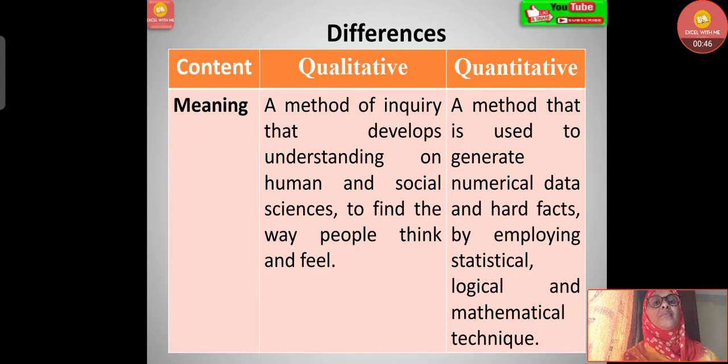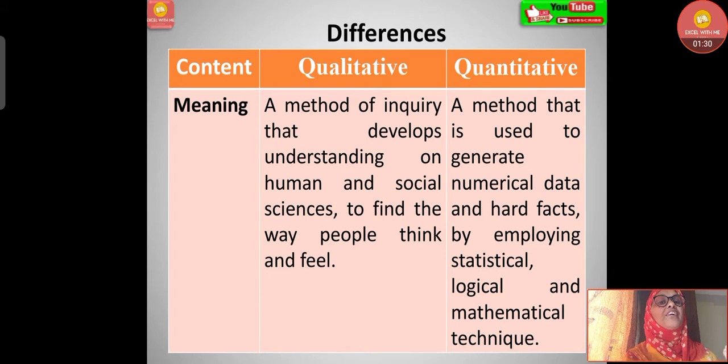Let's understand first the meaning, the exact meaning, or maybe we can call it the definition of qualitative and quantitative research. First, qualitative: a method of inquiry that develops understanding of human and social sciences to find the way people think and feel. So qualitative research is a method to inquire about humans or society, to develop understanding about the humans or social sciences, whatever people think and feel. All these things come under qualitative research.